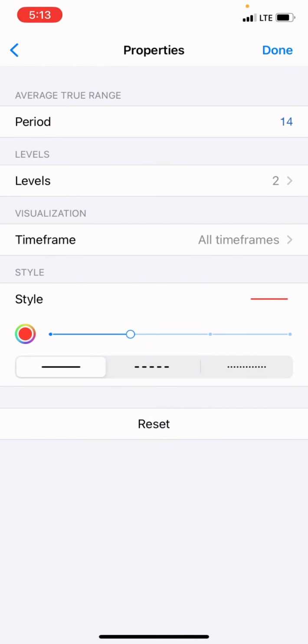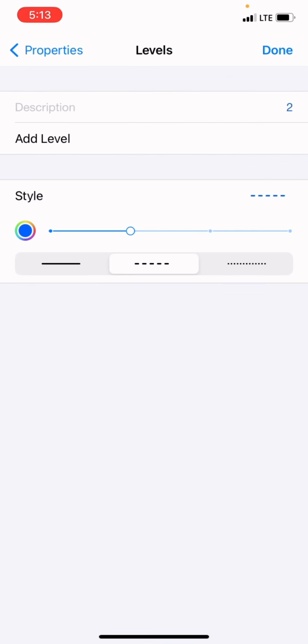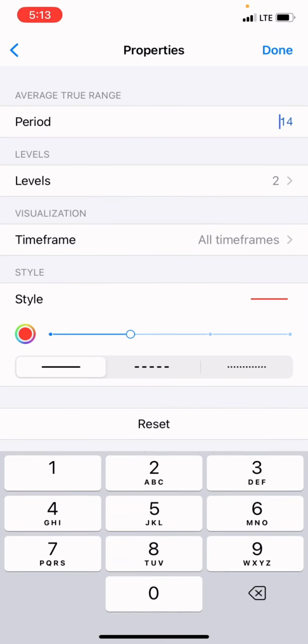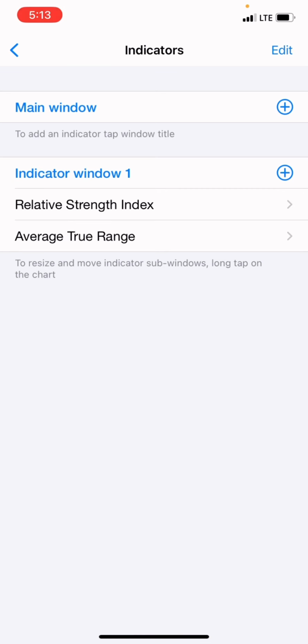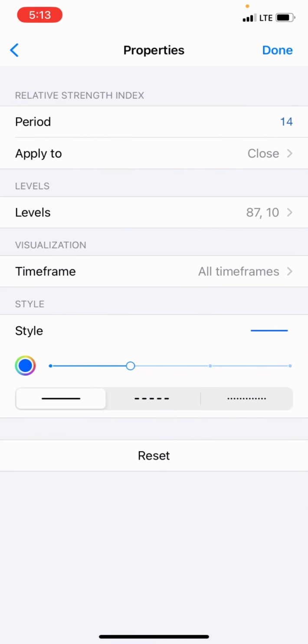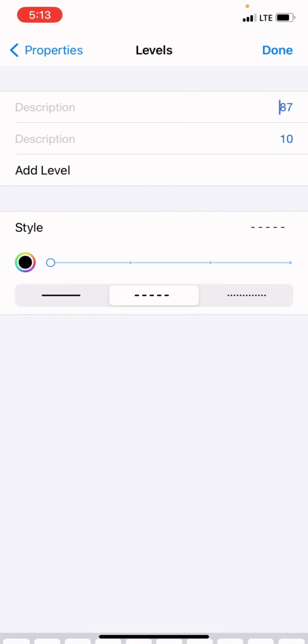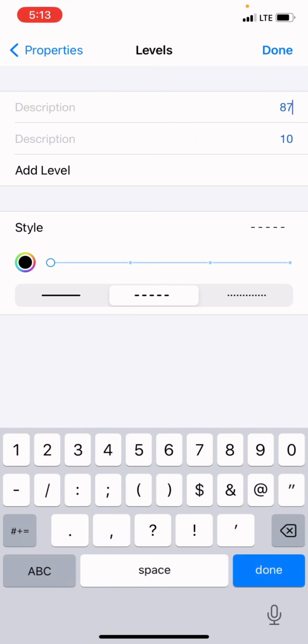You can see for the color I use red, but you can use any color of your choice. While on the style right here I use 2 pixel. Okay, 2. Then on the levels, level 2, the style is blue. Right here, the period is 14, you click on done. Then for the relative strength index, period 14, the levels 87 and 10 right here.